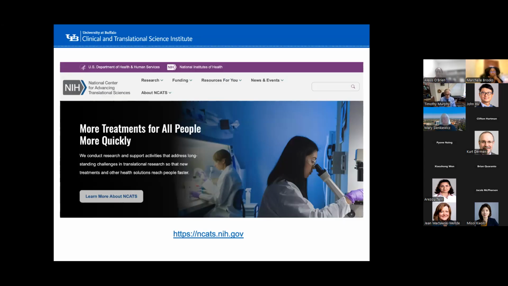And then, as part of this new strategic plan, we've all recognized that not everybody has the same opportunities to benefit from participating in clinical research. So now NCATS is placing a priority on making sure that populations in clinical research and clinical trials are representative of our country's population.